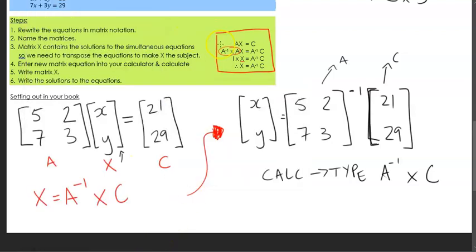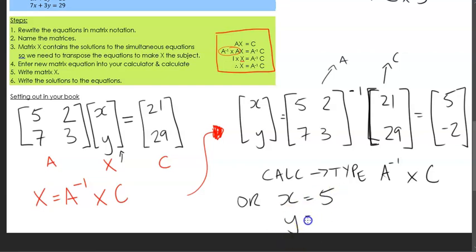Or in other words, 5 and negative 2. This is saying that X and Y is equal to 5 and negative 2, or x is equal to 5 and y is equal to -2. So the process is really quick. Just establish these as your matrices, get the inverse and multiply it by C, and you get a pair of solutions here.